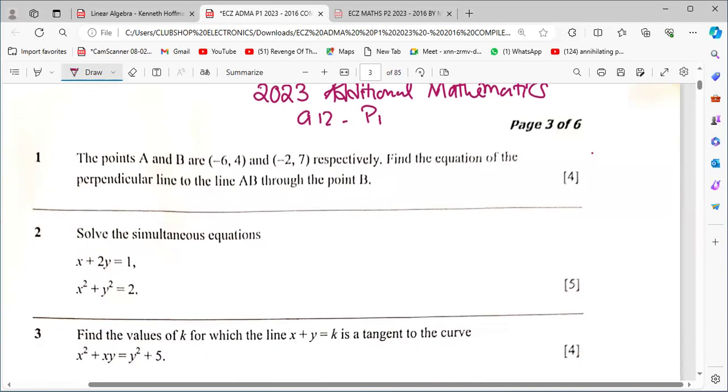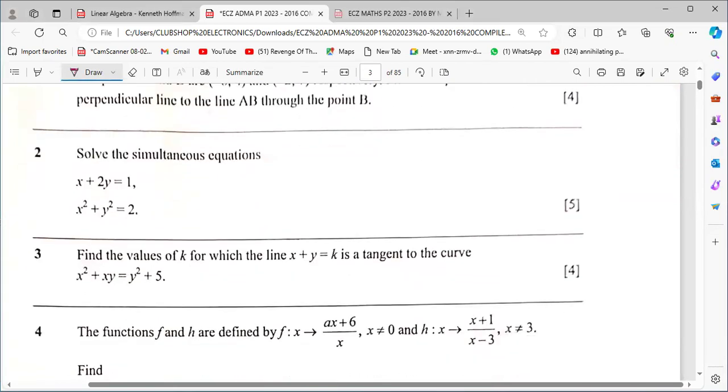So we have the first question here, which reads: the points A and B are (-6,4) and (-2,7) respectively. Find the equation of the line through the point B perpendicular to the line AB. Okay, we start with that one.